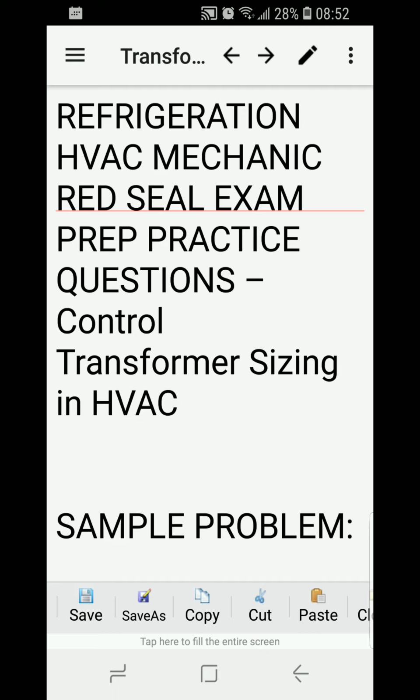Here's another break from the multiple choice questions. I'm gonna do some calculations instead. Okay, so starting right away with sample problem number 1.